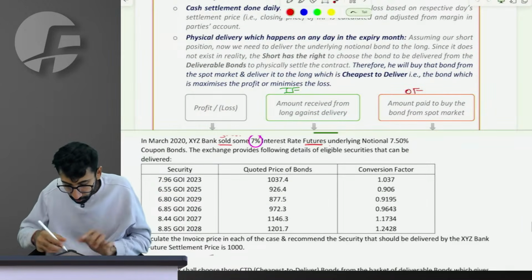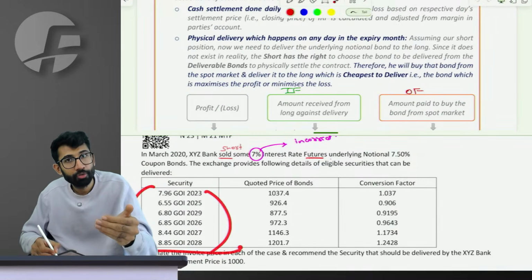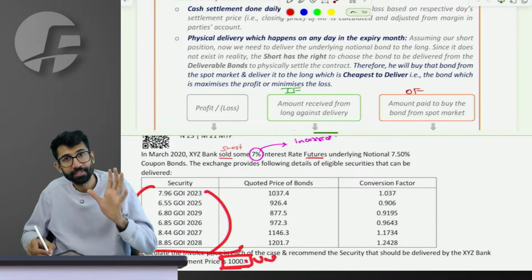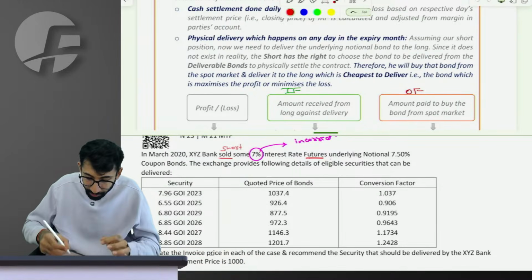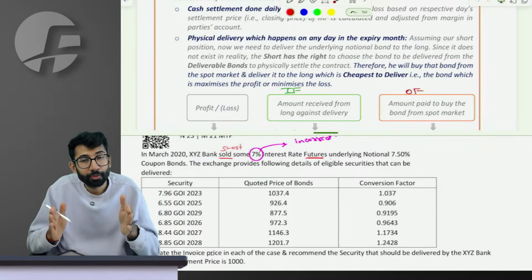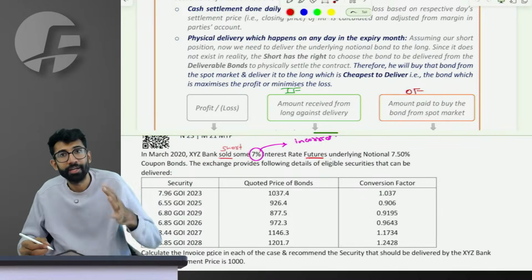There is a list of bonds called deliverable bonds. A stock exchange says you have to sell a bond to him at an agreed price. Suppose that settlement price, that agreed price, is 1000. So I have to deliver to him any of these bonds. This is the list of bonds available from the stock exchange, called deliverable bonds. Any of these deliverable bonds can be delivered.